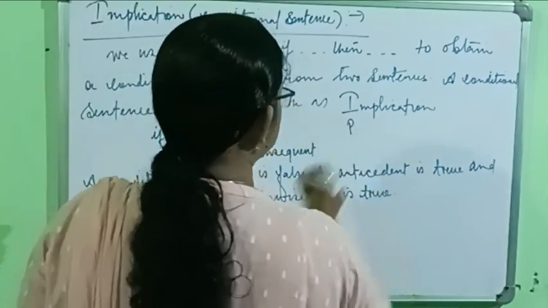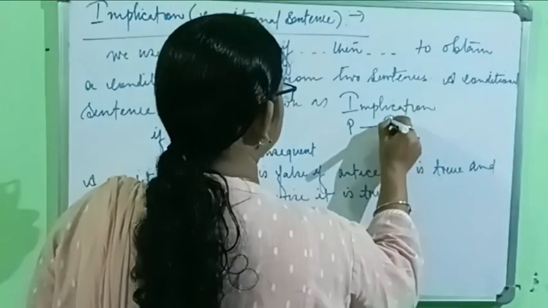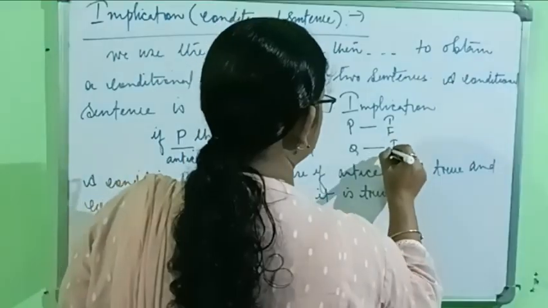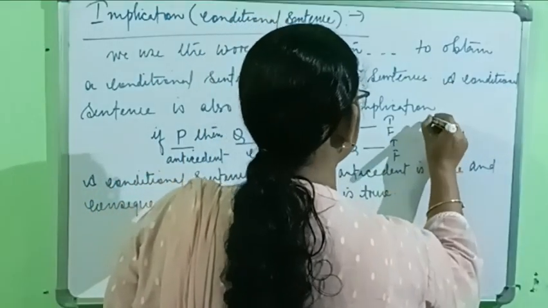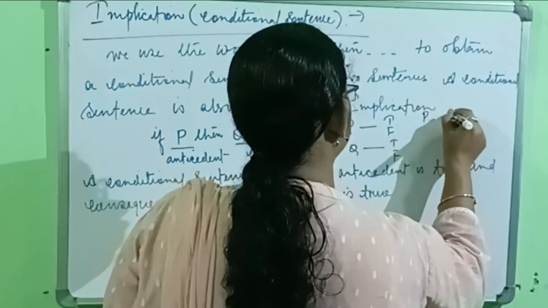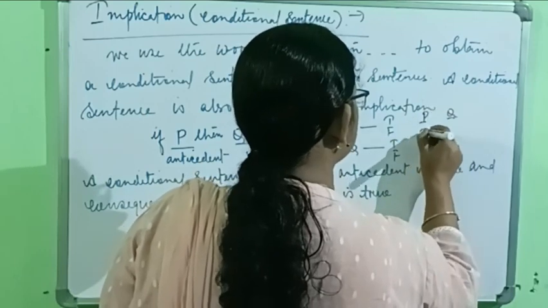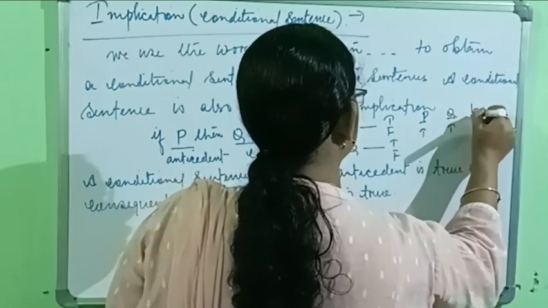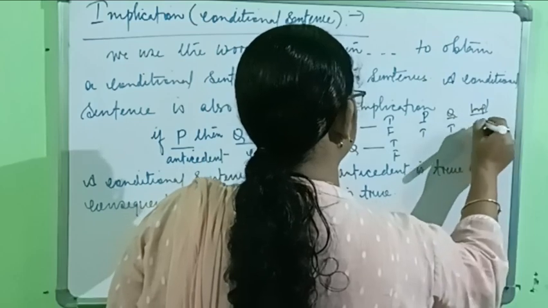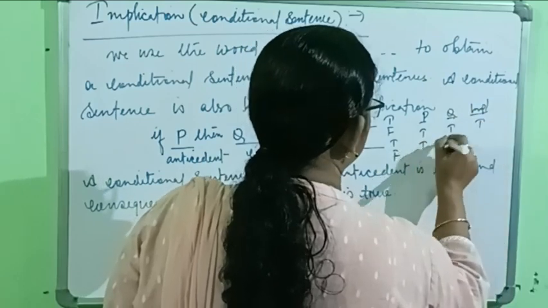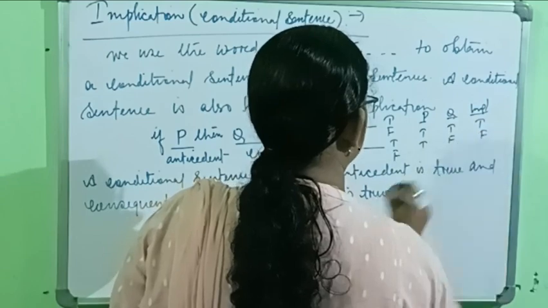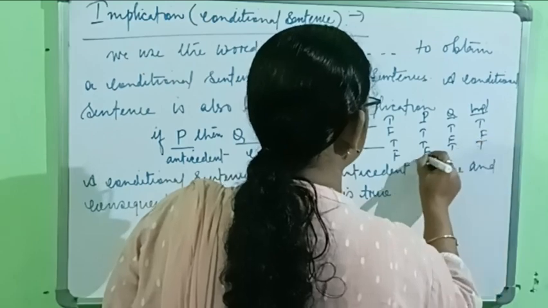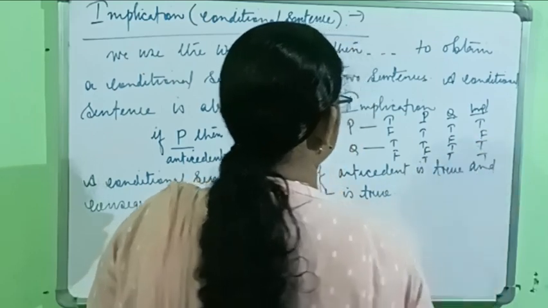If P is a sentence, then it has two values, true or false. Q is a sentence, so it also has two values, true and false. That means for P and Q, I have four choices. True, true: then my implication will be true. True, false: then it is false. False, true: then it is true. False, false: then it is true.